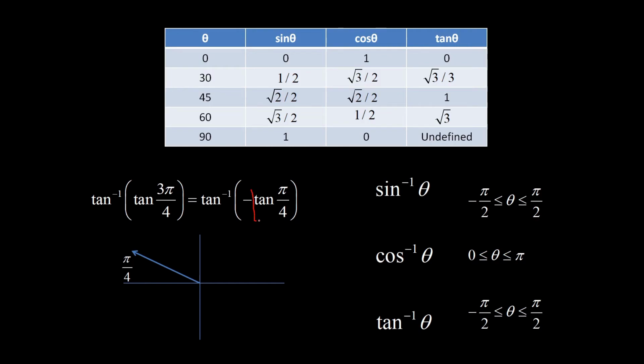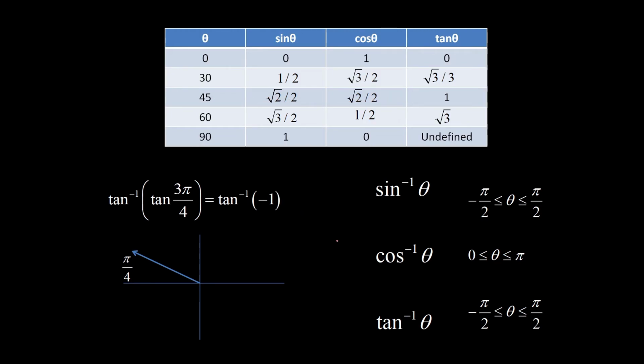And we know tangent pi over 4. It's right on our table here. Pi over 4 is 45 degrees. So tangent 45 degrees is 1. So we can replace that in there. And so finally, we're looking for the inverse tangent of minus 1.